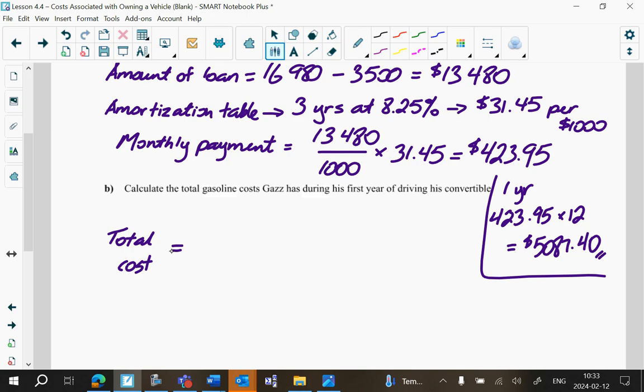So to find the total cost, we're going to take the total distance he's driven. And remember, it's every 100 kilometers. So I need to find how many 100 kilometers are in 15,045. I divide it by 100. Then times that by the fuel consumption rate.